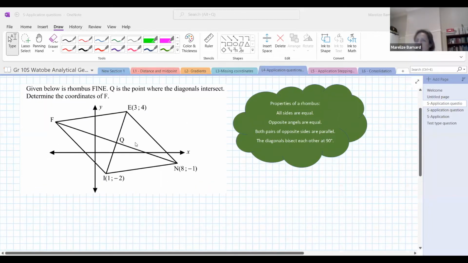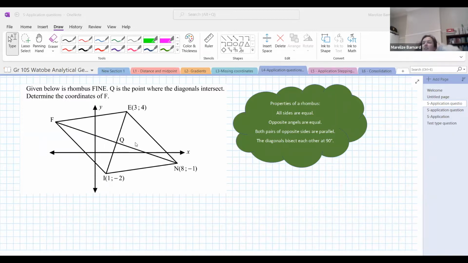We are given the below rhombus, F-I-N-E, or fine. Q is the point where the diagonals intersect. Determine the coordinates of F. It reminds me of that meme where maths is like, how many watermelons do you have if you have so many bananas and stuff? So Q is the point where the diagonals intersect. We need the coordinates of F.